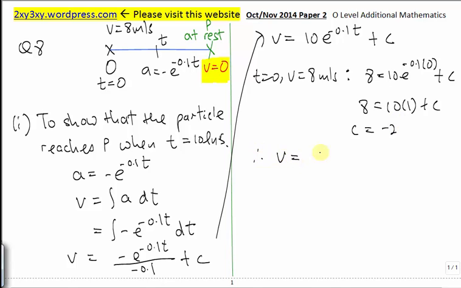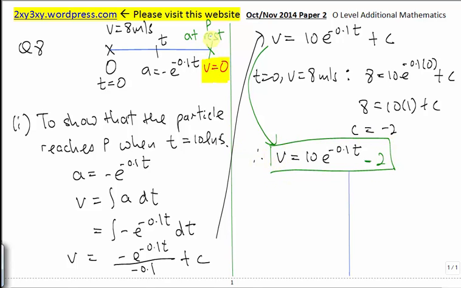Therefore, v will be equal to 10e to the power of minus 0.1t minus 2. We substitute c by minus 2. So this is the expression for velocity. We are supposed to show that at this point P, t is 10 ln 5. And we know that at this point P, v is equal to 0. So we set v to 0 and find t.